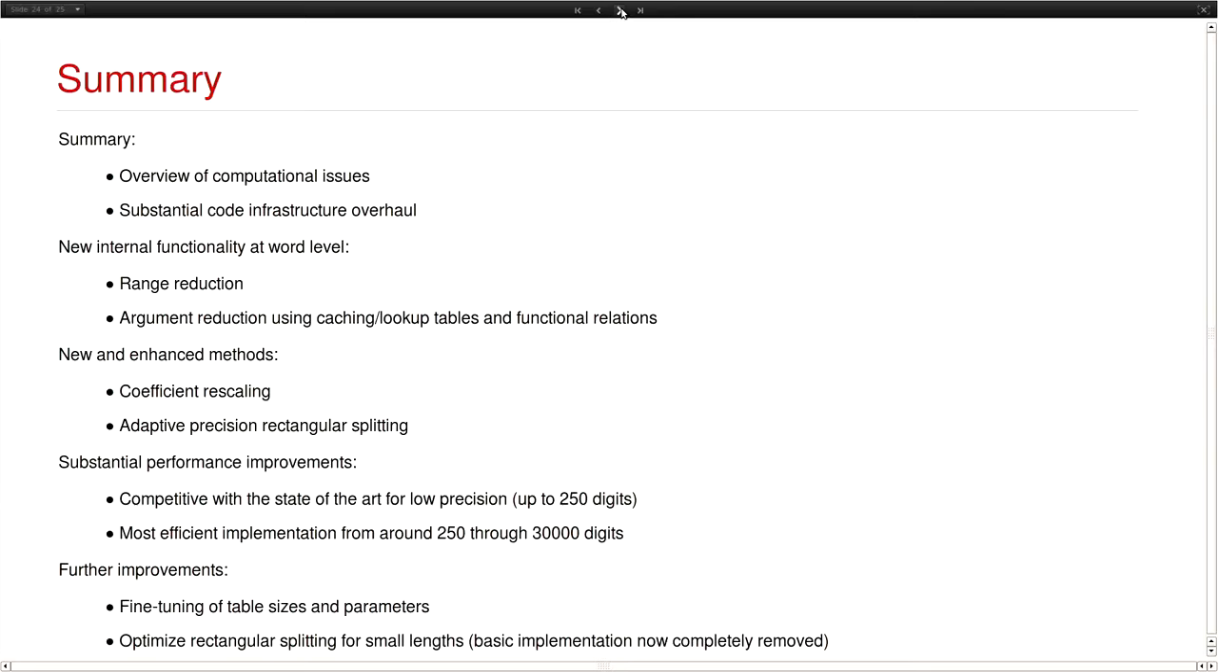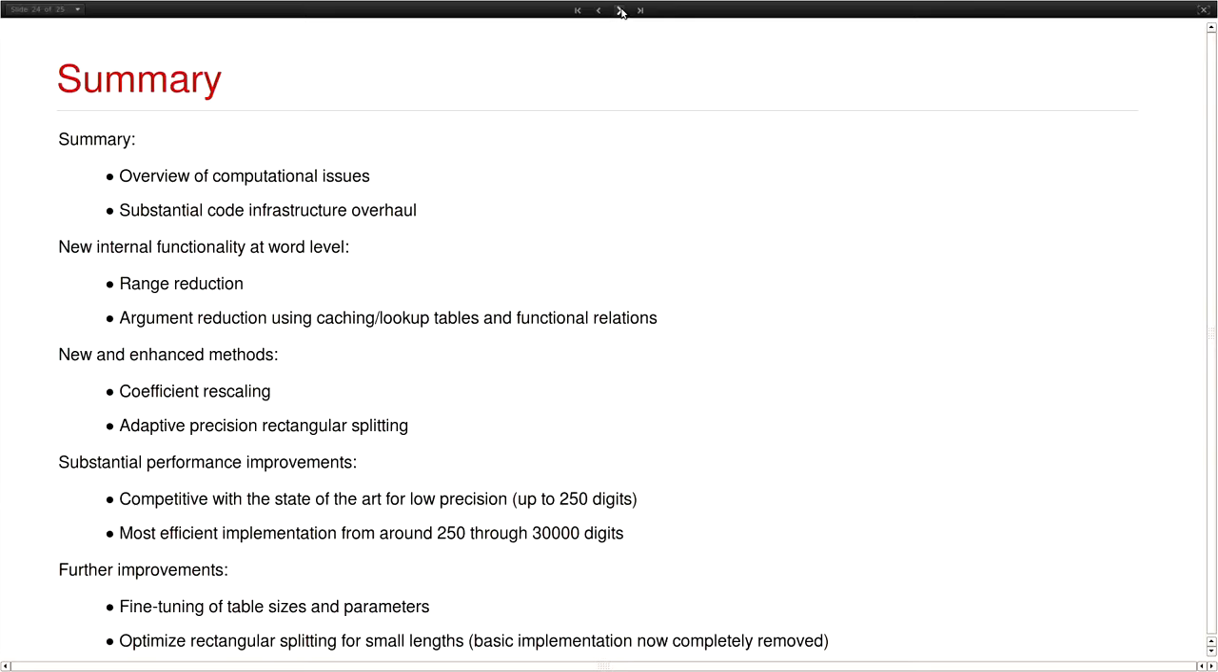There's a new internal functionality. We do range reduction also at the word level. The new thing is to use these argument reduction cache lookup tables like the Arb library does. We use this coefficient rescaling method to reduce the number of divisions like the Arb library does. And we use rectangular splitting like the Arb library does, but in an adaptive precision fashion, which is new.